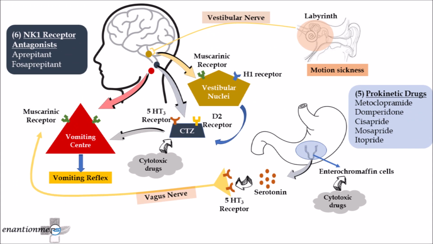The next class is neurokinin 1 receptor antagonist. These receptors have gained importance in recent time in treatment of emesis. Drugs which come under this category contain the suffix -pitant. Examples are aprepitant and fosaprepitant.